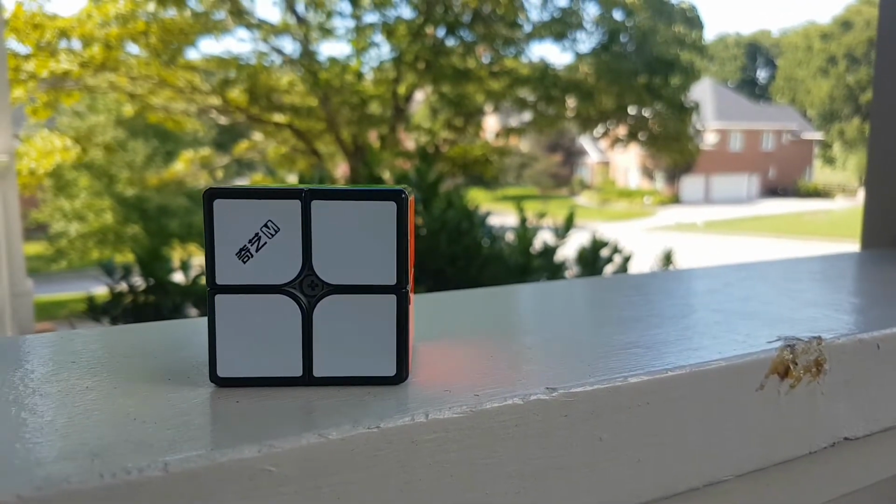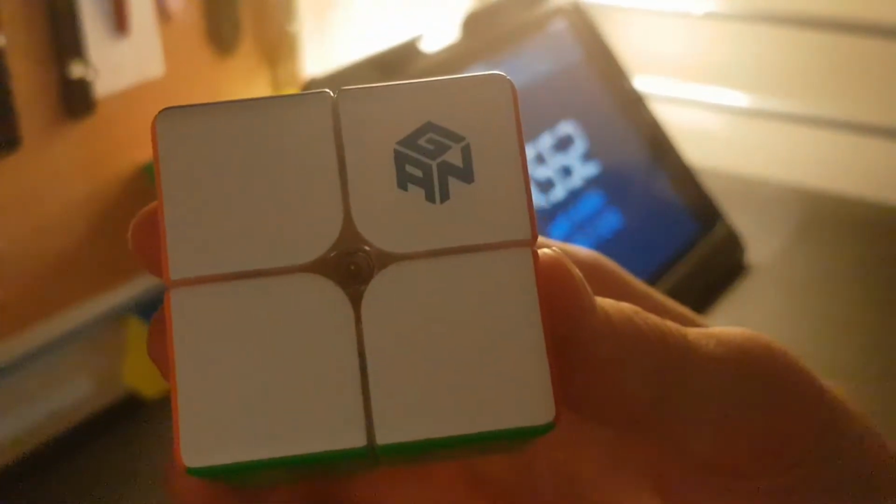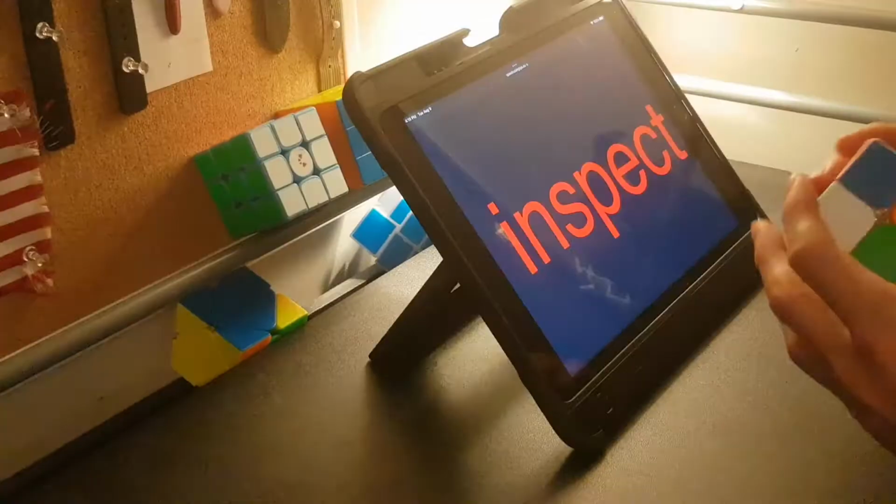mentions. First, this GAN cube. I don't know what it is, and it's very slippery, but it's GAN. So it has to be on here.